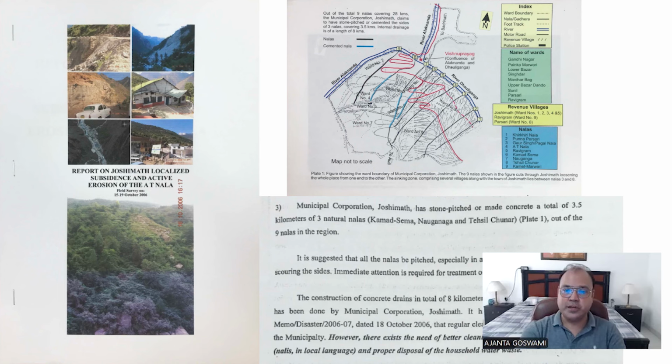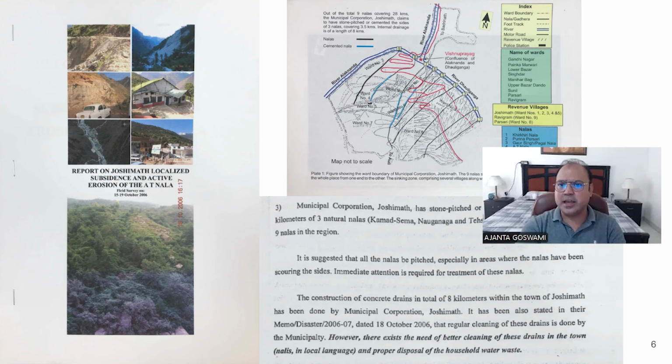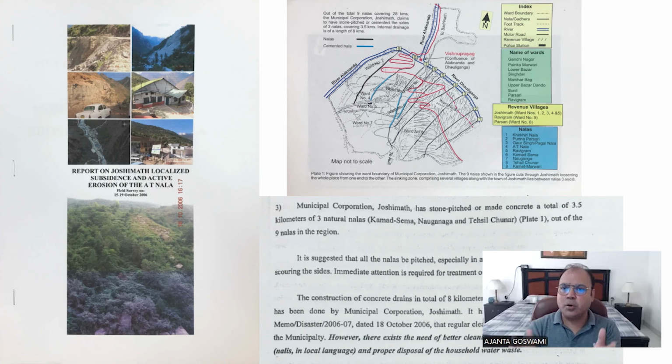This is a report of Swapnamita Chaudhary, where she has mapped all the channels, because there were a total of 9 nalas covering 28 kilometers, and Municipal Corporation Joshimath has stone pitched or made concrete a total of 3.5 kilometers of 3 natural nalas out of the 9 nalas in the region, because it was being told that we need to stone pitch or make concrete all these drainages so that side bank erosion is not there. It is also suggested that all the nalas be pitched, especially in areas where nalas have been scouring the sides. Immediate attention is required for treatment of these nalas, according to that particular report.